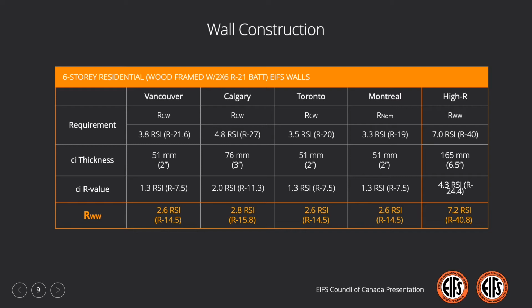To conform to these requirements, as well as S716 design and installation standards, we have our related CI insulation thickness, that is our expanded polystyrene insulation, below that, and the corresponding R value for that insulation. Our wall assemblies were then placed on our archetypical building and modeled to determine the whole wall or effective R value, which is the figures along the bottom row. So 2.6 for Vancouver, 2.8 Calgary, 2.6 for Toronto and Montreal, and our high R wall coming in at a 7.2.